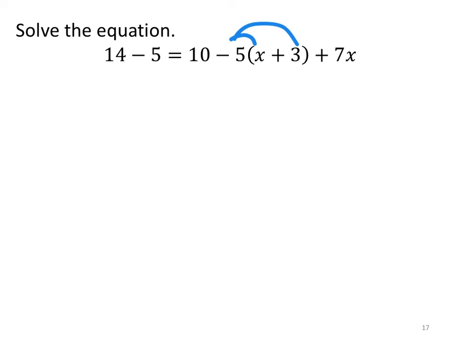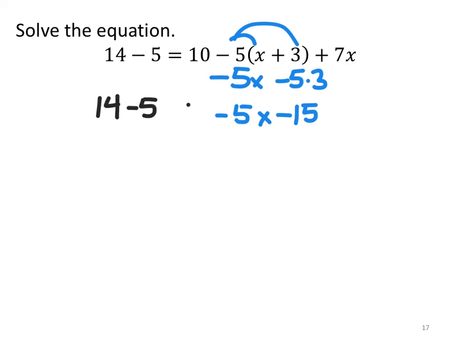But remember, a term is going to take the operation to its left as its sign. That means that this is really negative 5 that I'm distributing into the parentheses. So that's negative 5 times x, which is just negative 5x. And then I also have negative 5 times positive 3, which is going to make that negative 15. So overall, it ends up being negative 5x minus 15, but I'll include all those other terms. So I got 14 minus 5 equals, there we go, 10 minus 5x minus 15 plus 7x, right?